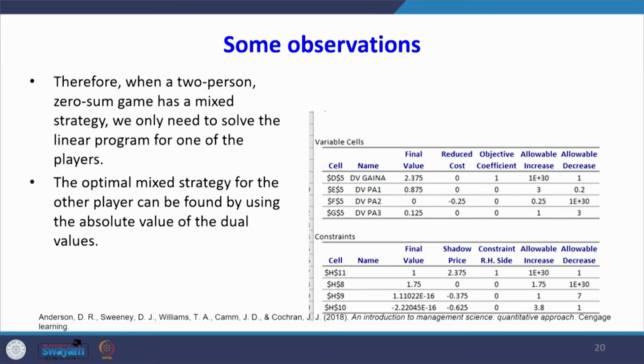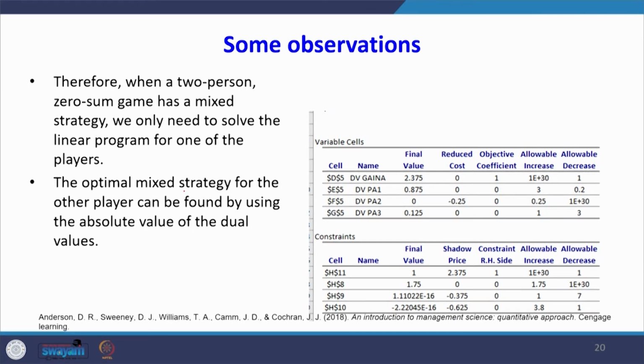Therefore, when a two-person zero sum game has a mixed strategy, we only need to solve the linear programming problem for one of the players. Whether you solve the problem from A's perspective or B's perspective, when we solve the problem from A's perspective, you will get the result for B's perspective also.